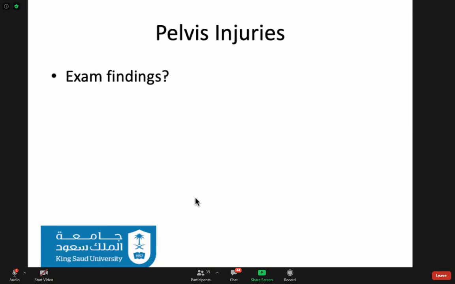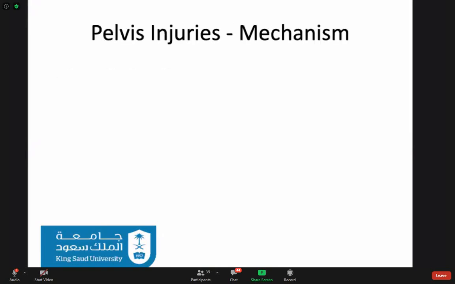You can have urethral injuries secondary to a pelvic fracture. You can have rectal bleeding if it's a posterior pelvic fracture. You can have multiple signs that tell you that this is a pelvic fracture.